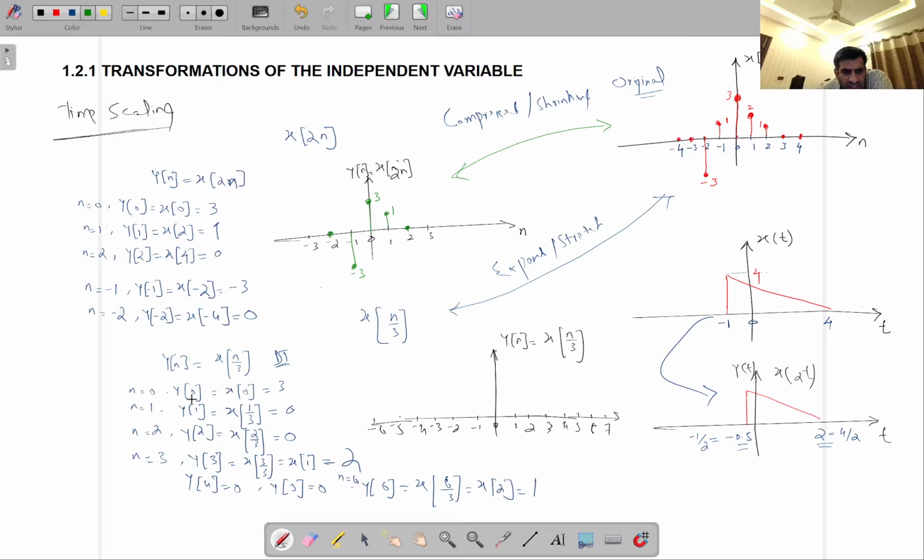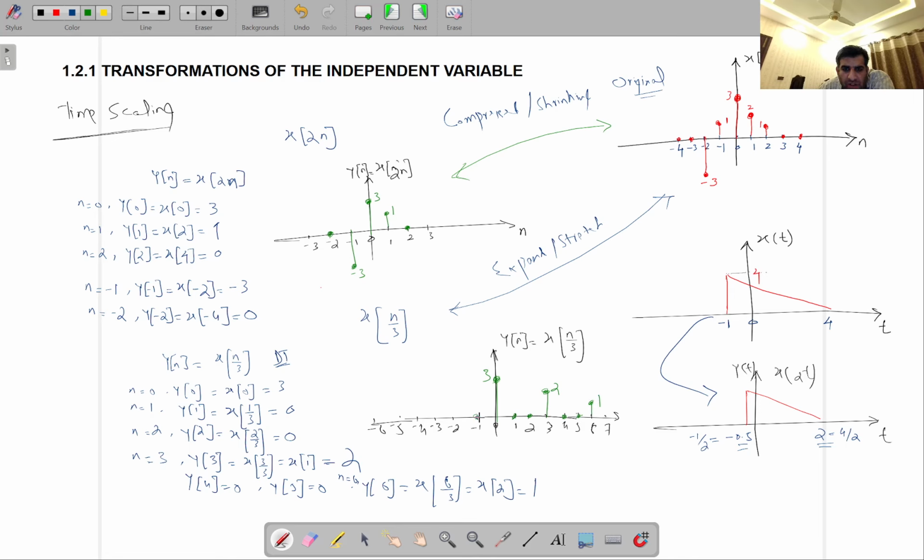So what we can see is y of 0 is basically 3. So the sample is at 3. Y of 1 is 0. Y of 2 is also 0. Y of 3 has a value of 2. And then y of 4 is 0, y of 5 is 0, and y of 6 has a value of 1. So these two samples are again 0, and y of 6 has a value of 1.